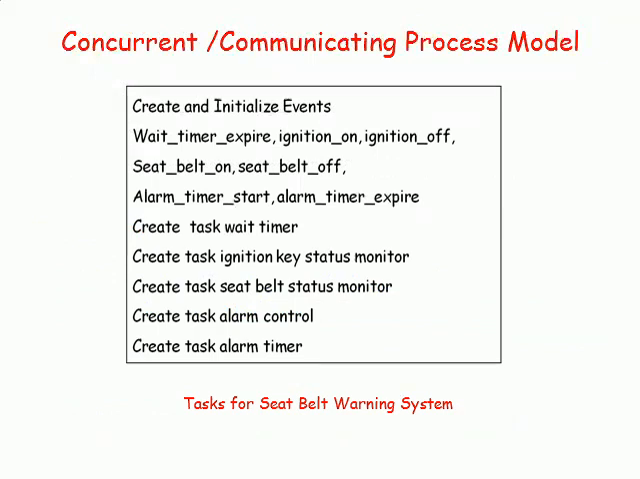The table shown here depicts the tasks for the seat belt warning system. First one is create and initialize events like wait timer expire, ignition on, ignition off, seatbelt on, seatbelt off, alarm timer start, alarm timer expire. And second one is create task wait timer.